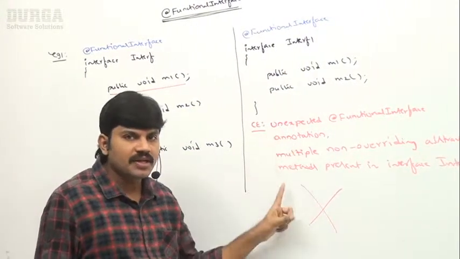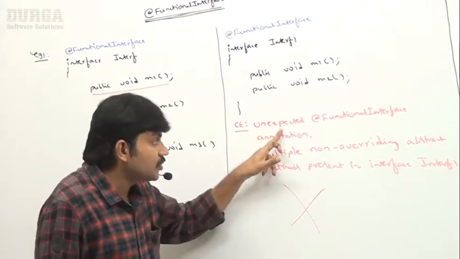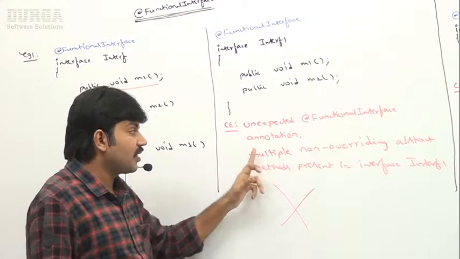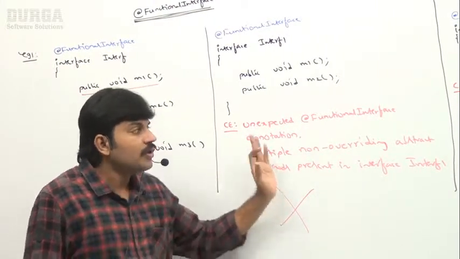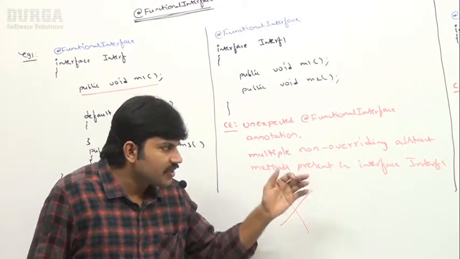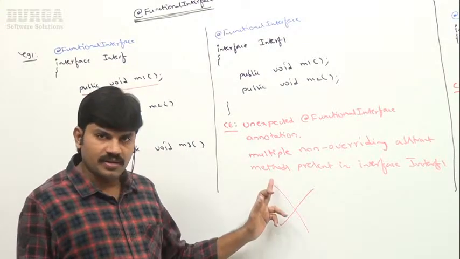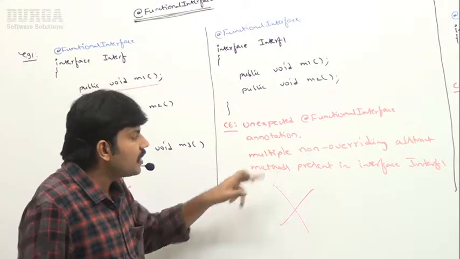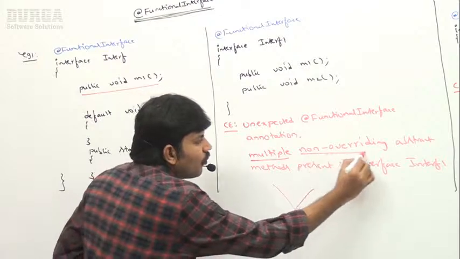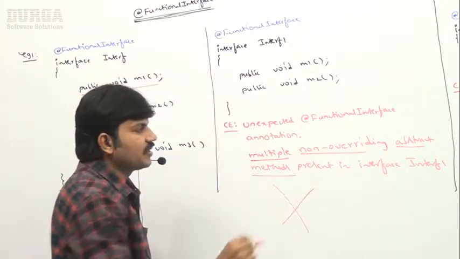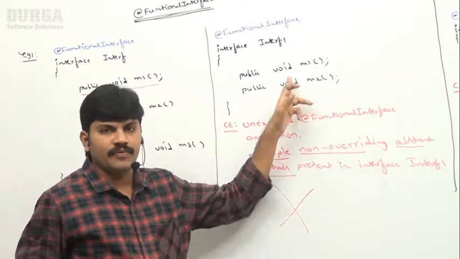That's why immediately the compiler will give an unexpected @FunctionalInterface annotation error: multiple non-overriding abstract methods present in interface Interf1. Clear for all of it? Sir, here multiple non-overriding abstract methods are found in interface Interf1.